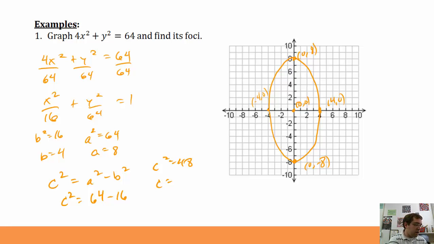Well, 48 divided by 16 is 3. So this is really 4 square root of 3. So what are my foci? My foci are going to be a distance of 4 radical 3 away from the center, but away in the y direction. So I'm going to add and subtract 4 radical 3 from the y coordinate of the center, which is 0 here. So my foci are at 0, comma 4 radical 3 and 0, comma negative 4 radical 3.